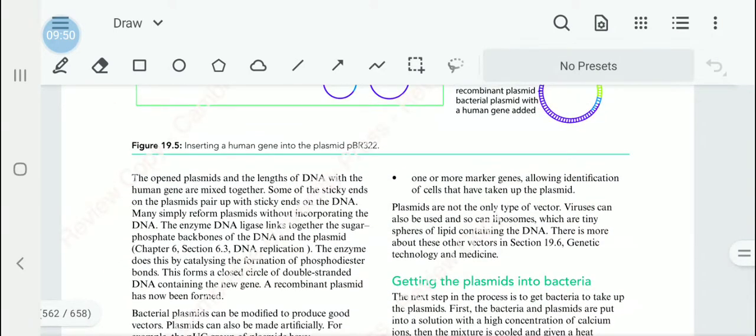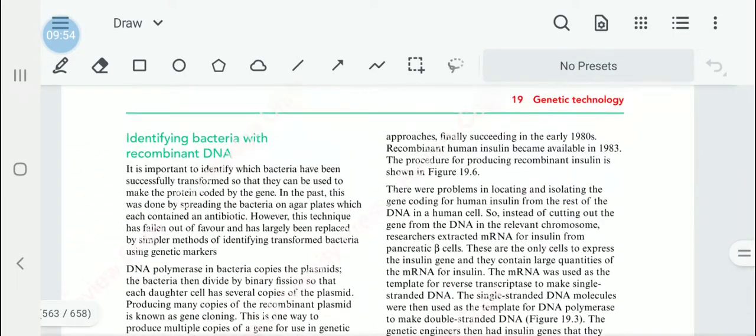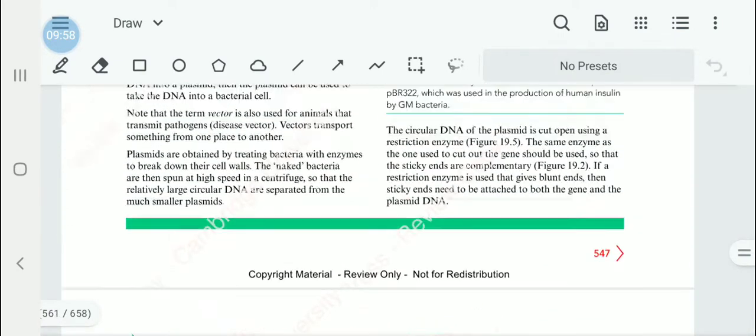I hope you understood. If you have understood, please do the questions 3, 4, 5. If you do not understand, if you need further clarification, please let me know.